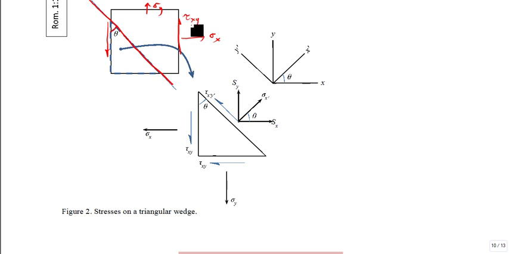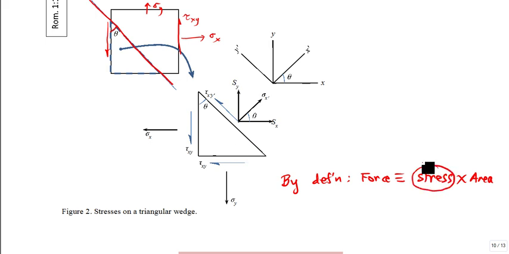I'm going to do a statical analysis, that means I'm going to look at these in terms of force. So to do that, we need to first define that by definition, a force is equal to the stress times the area. And so now I have the stresses on this diagram here. I've got these, and what I need to do is figure out what are the respective areas.